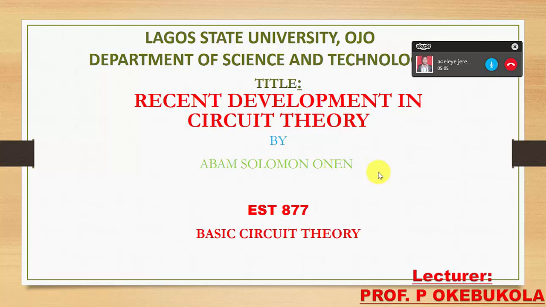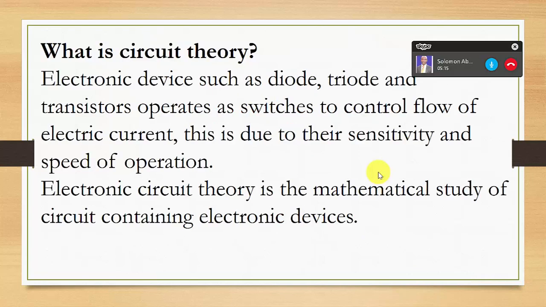Yes, I want to talk about the recent development in circuit theory. But I want to start by looking at what is circuit theory. Circuit theory is an electronic device such as diodes. Hold on. You are talking about circuit theory, and you are saying circuit theory is an electronic device. How do those connect? Sorry, sir. I'm so sorry about that.